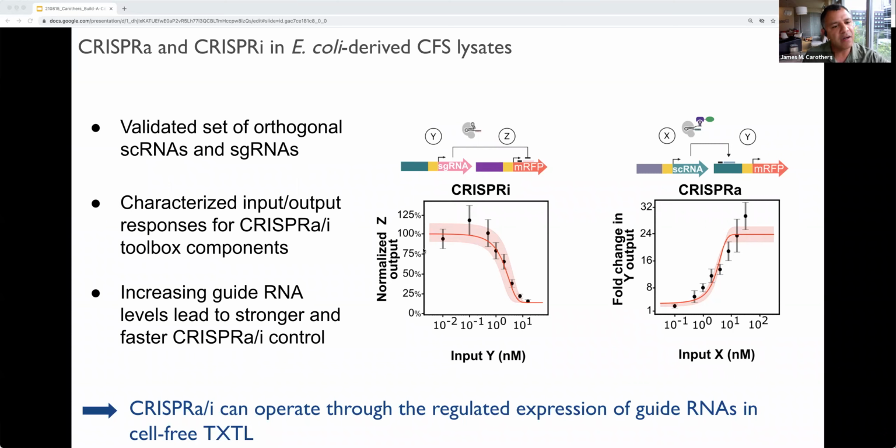To characterize these individual CRISPR activation and inhibition nodes, we isolated all the CRISPR A and I components onto individual plasmids. This lets us do independent titration of expression levels for all the components in the system. And what we found, and what I'm not showing you, rather, is that increasing the concentration of the scRNA or sgRNA expressing plasmid gives us higher overall levels of activation and repression, as well as faster onset of the control action.